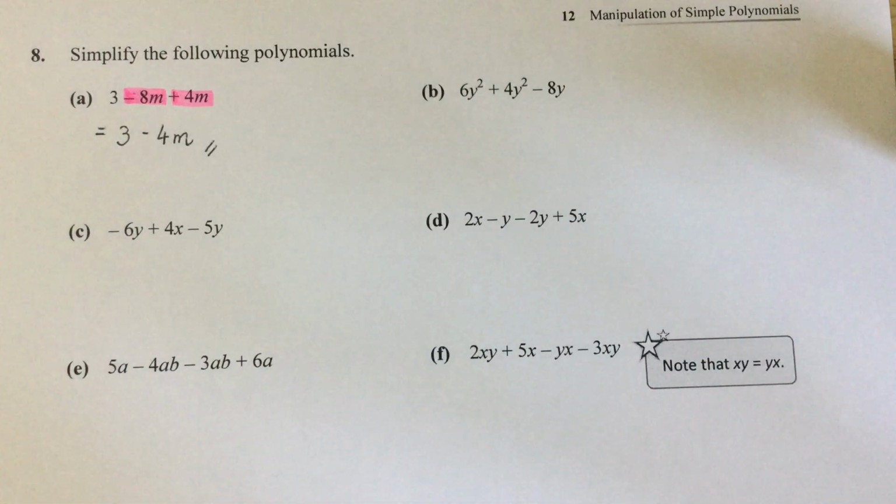So you must make sure which of them are unlike terms and which of them are like terms. Then you can do the calculation for the like terms, but you cannot do the calculation for the unlike terms. Let's do another example.